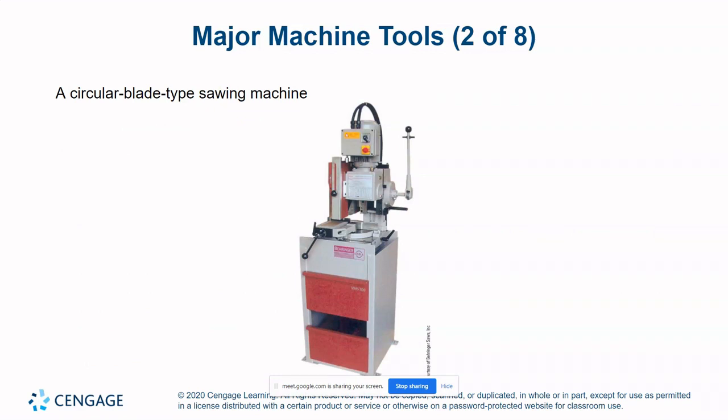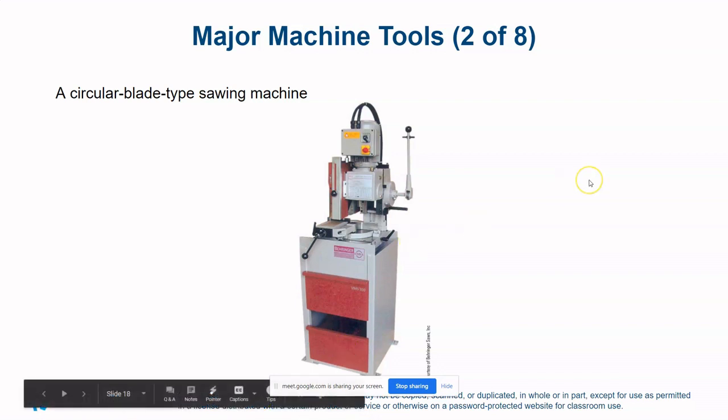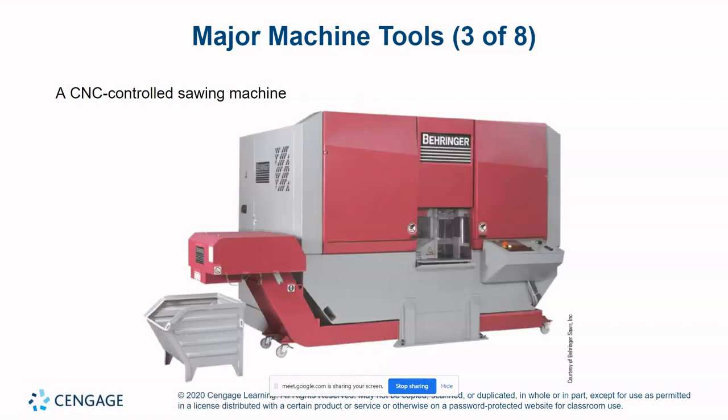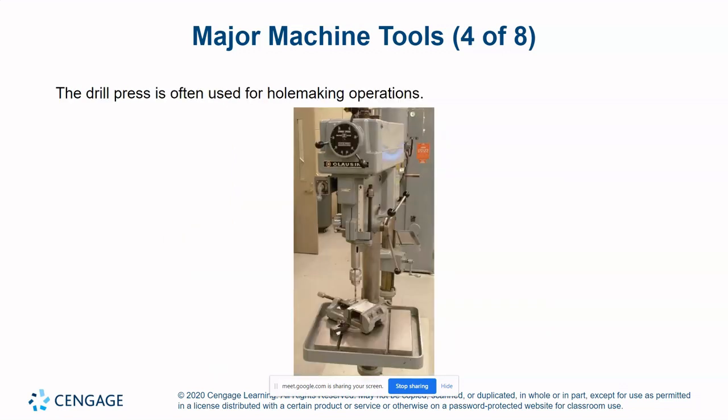So here we go. We got a circular blade type sawing machine. This is a really fancy one. I've got a saw in here you guys are going to use a lot. Here we've got a CNC controlled sawing machine. These are big, these are fancy, but they make super precise cuts. And as you can see, they are rather large. Drill press. The drill press is often used for hole making operations. That's about all we use the drill press for in here.